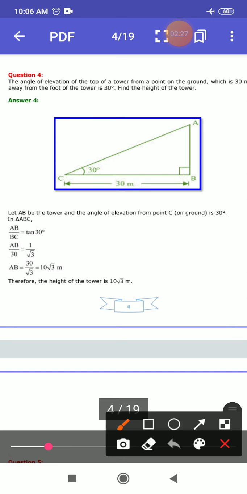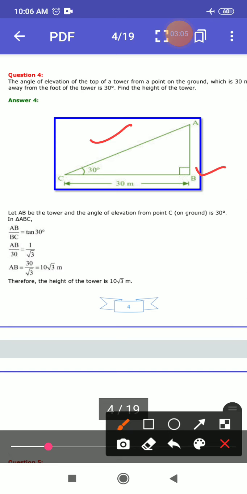So you have to see this figure. This is a tower and this is your point where you stand, and you see the top of the tower from this point. So this is the image of this question. You have to be clear on this image, and the foot of the tower makes an angle of 90 with the ground. Clear? Now you see that this is a right angle triangle. So with the help of a right angle triangle you have to solve this question.